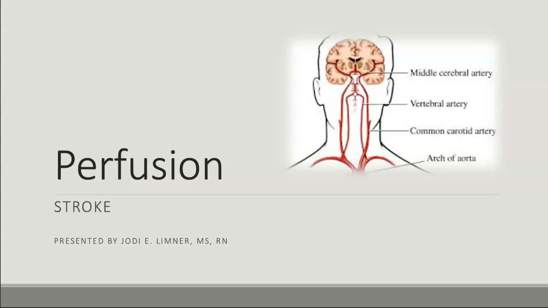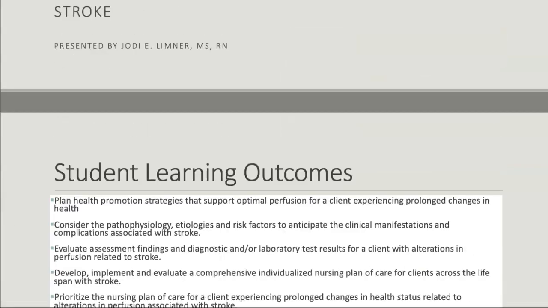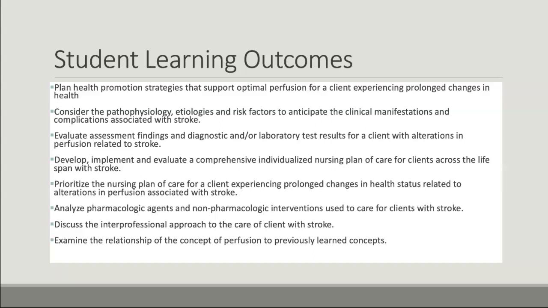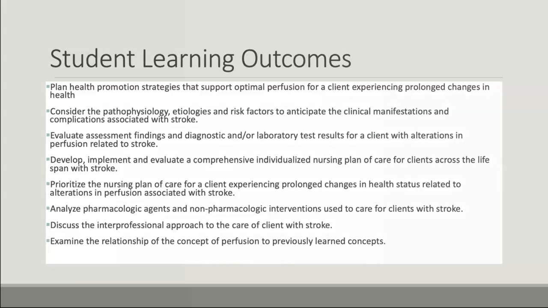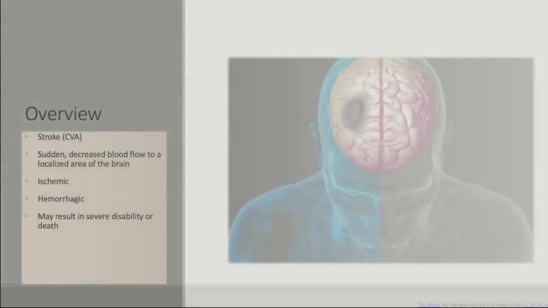Just use your Pearson text as your resource when reviewing this exemplar. And these are your student learning outcomes, which are basically the same as the student learning outcomes were for CAD and heart failure. So just look these over while you're studying. And we'll jump into the overview.